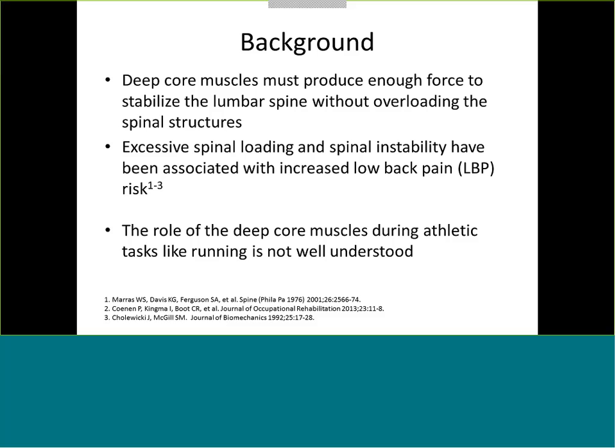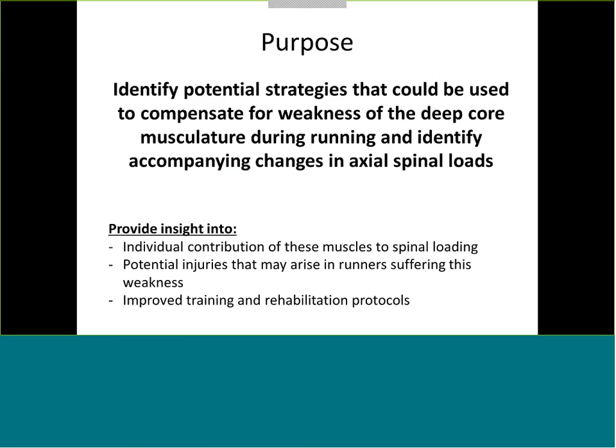The role of these deep core muscles has been investigated quite a bit during various lifting tasks, but not so much during athletic tasks like running. So their role during these types of tasks remains not well understood. So the purpose of this study was to identify potential strategies that could be used to compensate for weakness of the deep core musculature during running, and to identify accompanying changes in axial spinal loads. And our goal was that this knowledge would provide insight into the individual contribution of these muscles to spinal loading, as well as potential injuries that may arise in runners suffering this weakness, and ultimately lead to improved training and rehabilitation protocols.